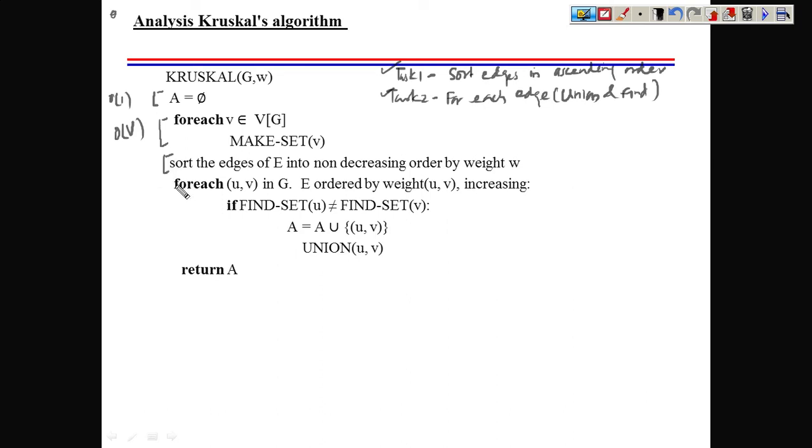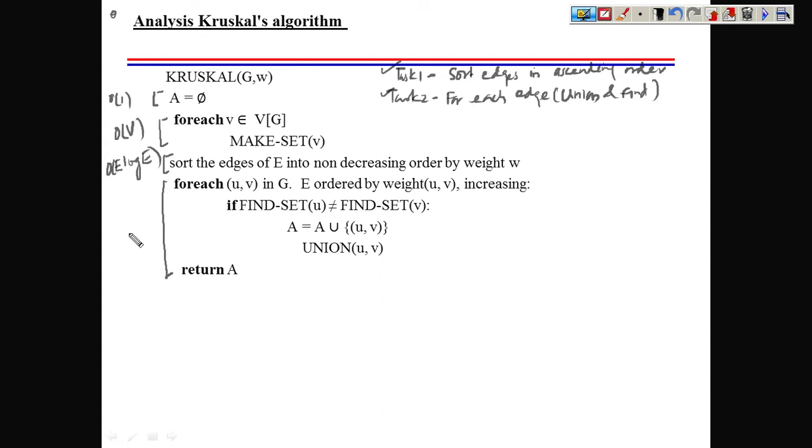If we look at the sorting cost, we can use any merge sort or quick sort, which is assumed to be an efficient sorting technique, and the cost for this is n log n, where n is the number of elements. Here we are sorting the edges, so the cost is big O of e log e. Then we are doing the find set and union operations, so we need to find the cost of these.